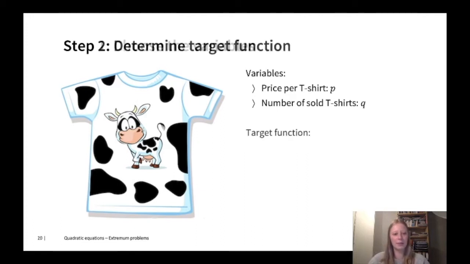Now our second step is to determine the target function. Now the target here is to calculate her maximum revenue. So in this case, we're going to represent the revenue by the letter O. So O equals P times Q. So the price per t-shirt multiplied with the number of sold t-shirts. That's how we figure out how much money she'll make.